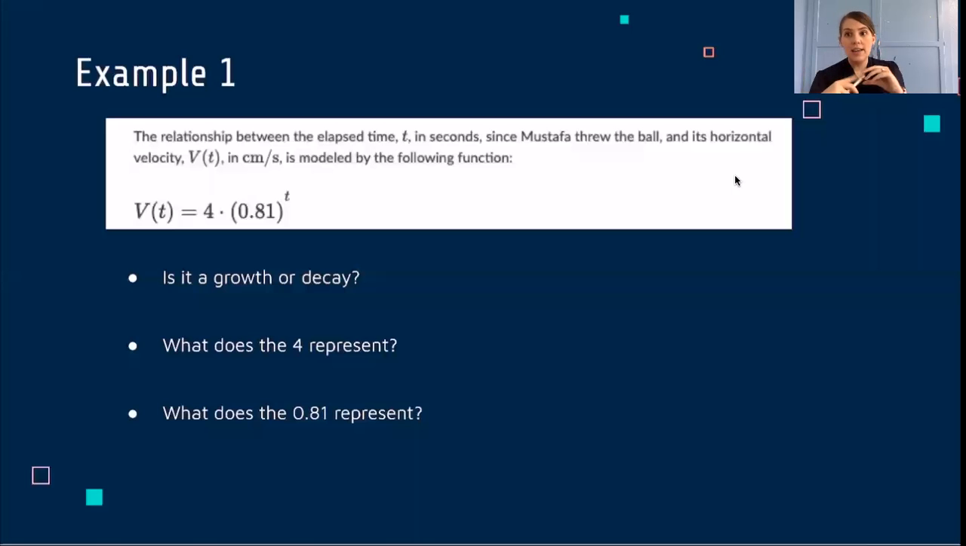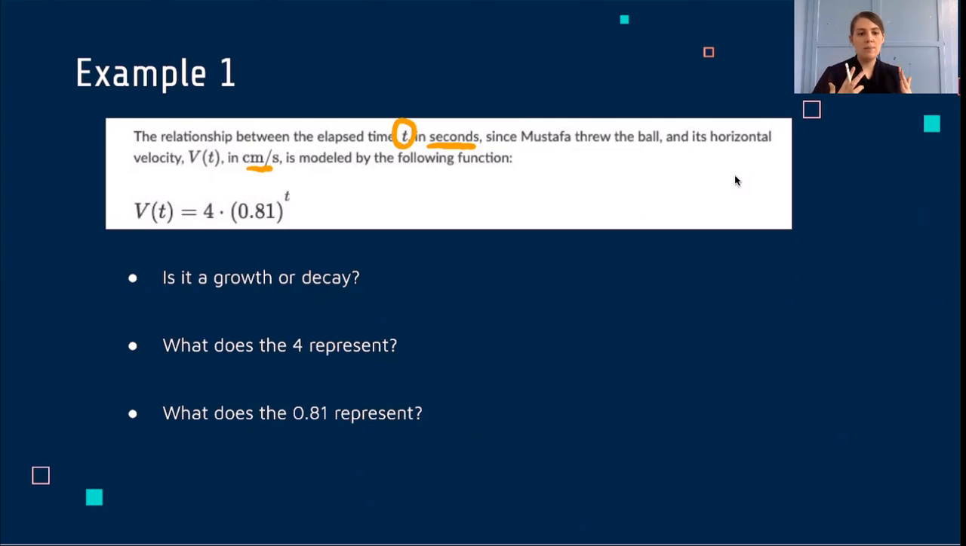So what we're going to do today is unpack some example models so you can get an idea of what every number represents. So the first says the relationship between the elapsed time t in seconds, so I'm going to note that, since Mustafa threw the ball and its horizontal velocity in centimeters per second, modeled by the following function.